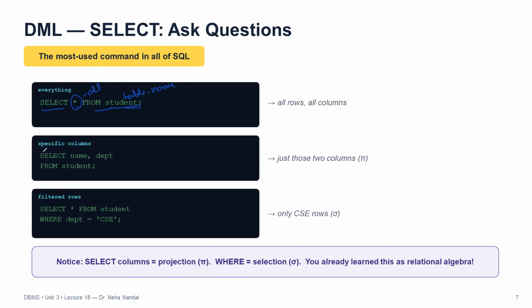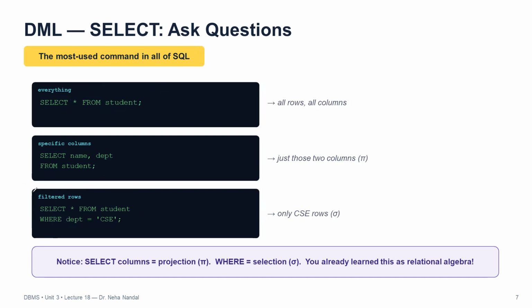Okay. Then after that, to select specific columns, you have to give the column names: SELECT name, department FROM student. Then if you want to see some filtered rows, with some conditions, then you will write SELECT * FROM student WHERE. With the WHERE clause, you will write the condition, where department is CSC. Then it will just display the data of the CSC rows. That is the thing. Okay, I hope you got it.